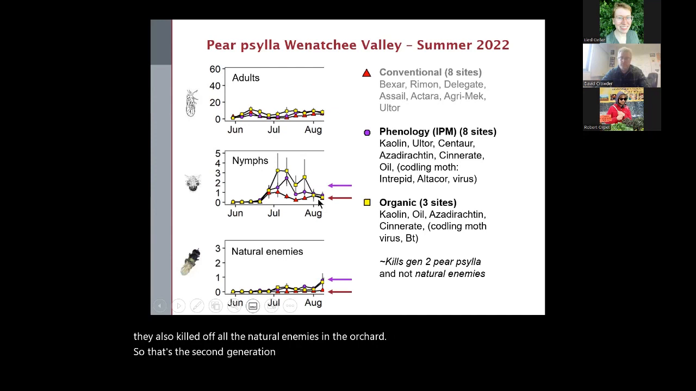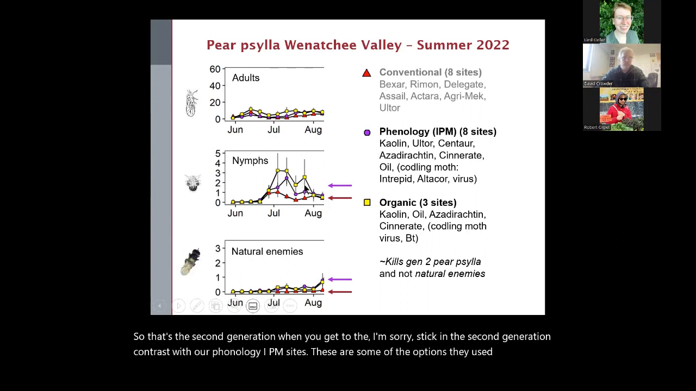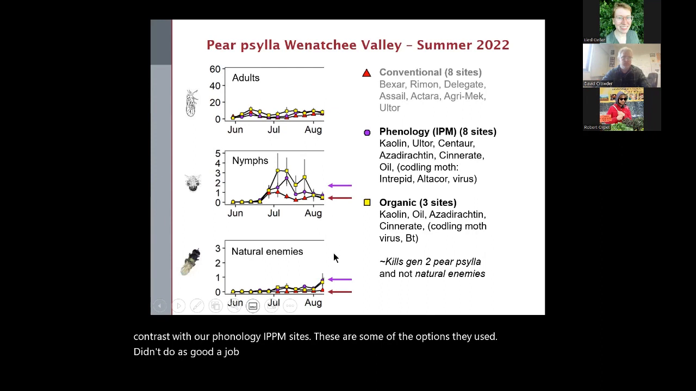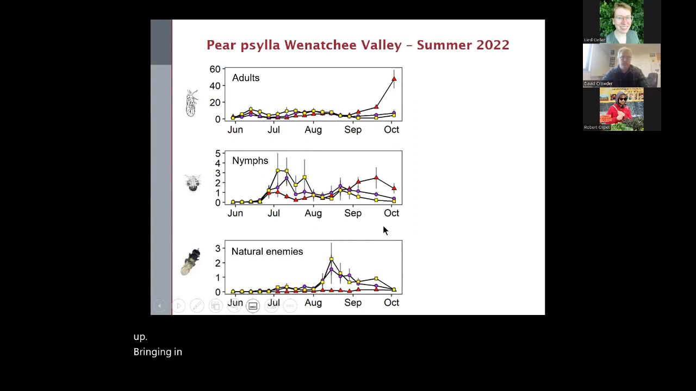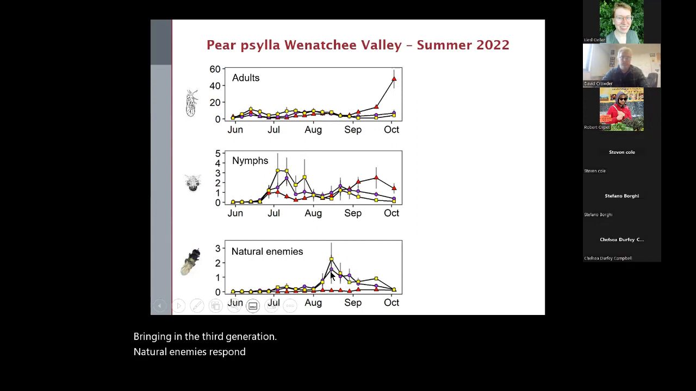We're sticking to second generation. Contrast with our phenology IPM sites, these are some of the options they used. They didn't do as good a job at killing pear psylla, but you can see the natural enemies started to build up. Now, bringing in the third generation, natural enemies responded and occurred in the IPM plots.